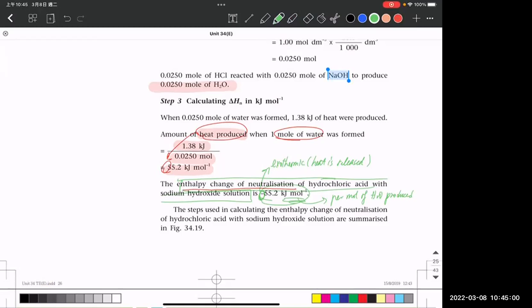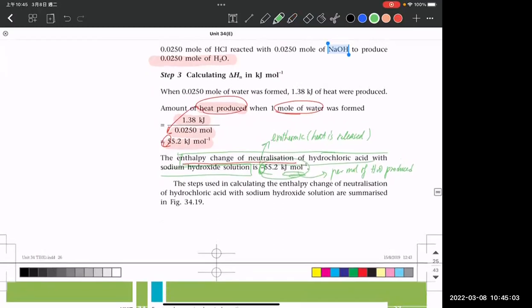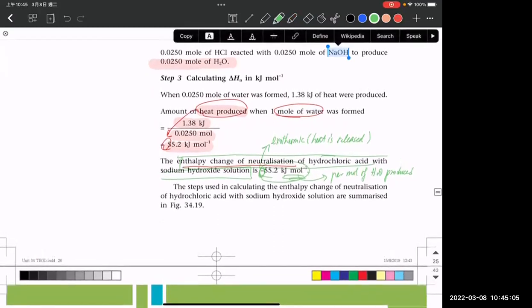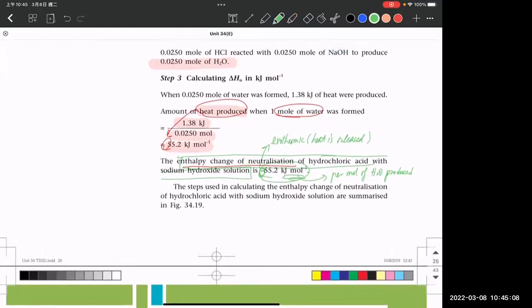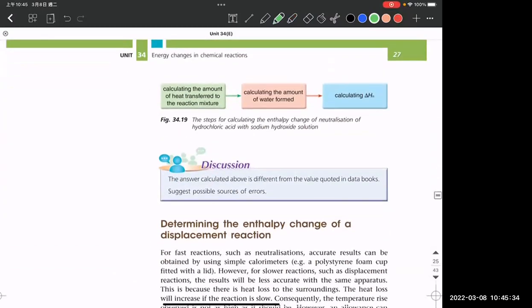So remember, whenever you write down heat released or heat produced, per whatever chemical, it carries no sign. But once I change it to the term enthalpy change of reaction, for example, it must follow with a sign. A minus sign for exothermic, a positive sign for endothermic reaction. Any questions? You know how to calculate this?